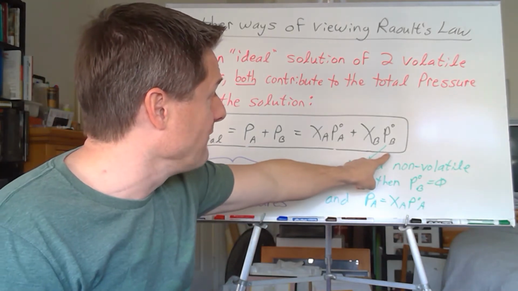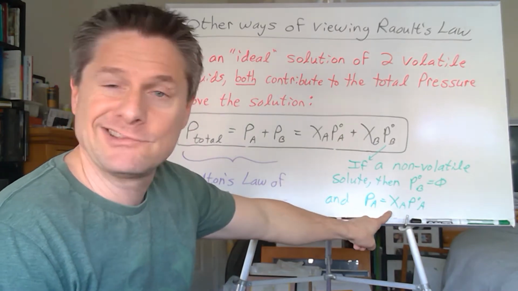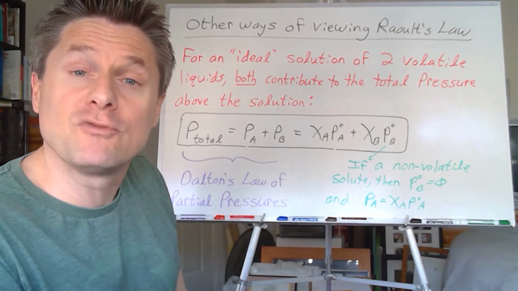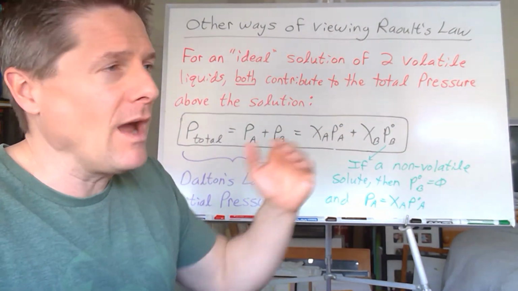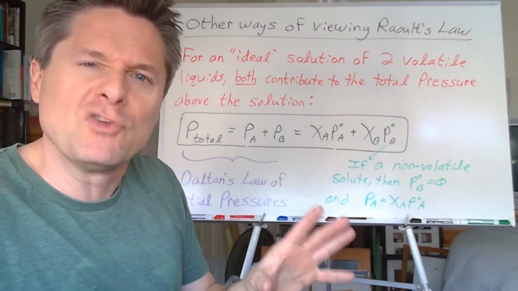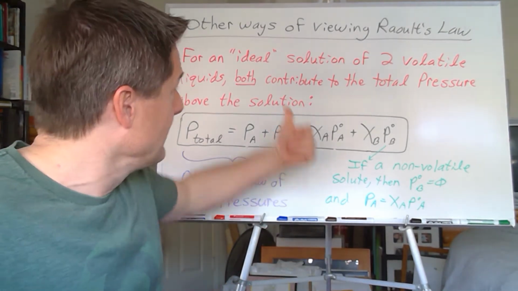So if this is a non-volatile species, that goes to 0, this goes to 0, and this just collapses into the original Raoult's law that we gave. Yay! Let's look at it qualitatively, why the vapor pressure lowers. I'm going to give you a real simplistic look at it, and hopefully it makes sense to you. And then we'll do some calculations.